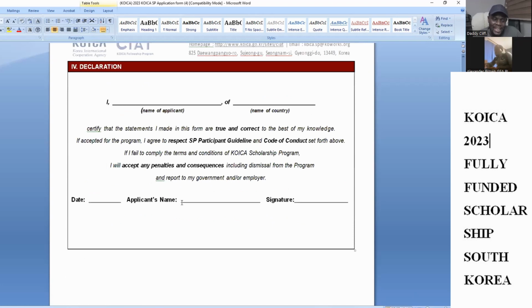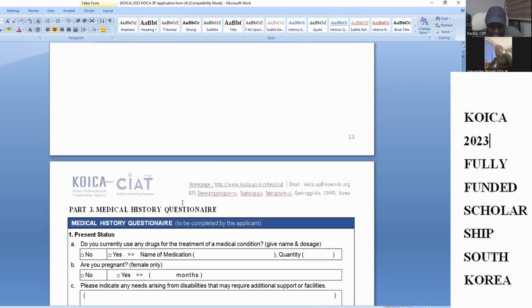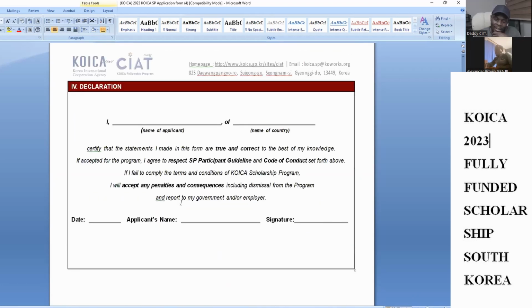Let's go down. The next one is the declaration. I really want us to work on this declaration. There is also an area where you have to draw the tree, the organizational tree. Yeah, the organogram. I think this declaration is simple. You just have to read it. You write your name, right? You just type your name and the name of your country.